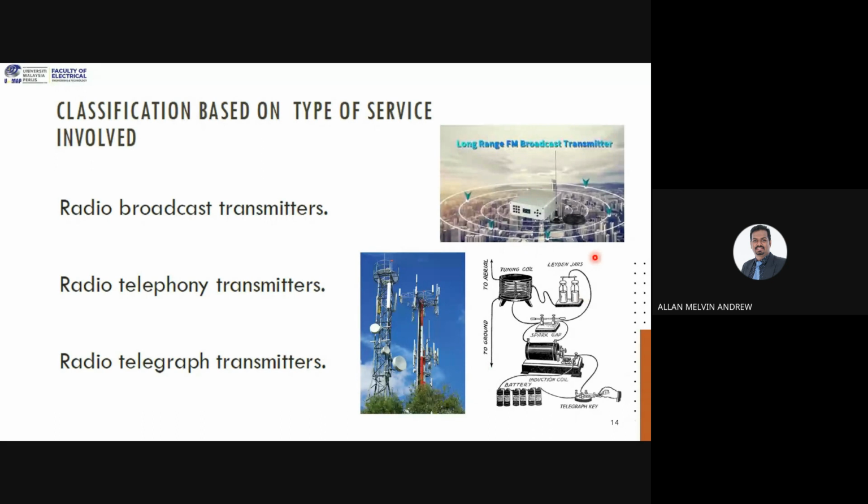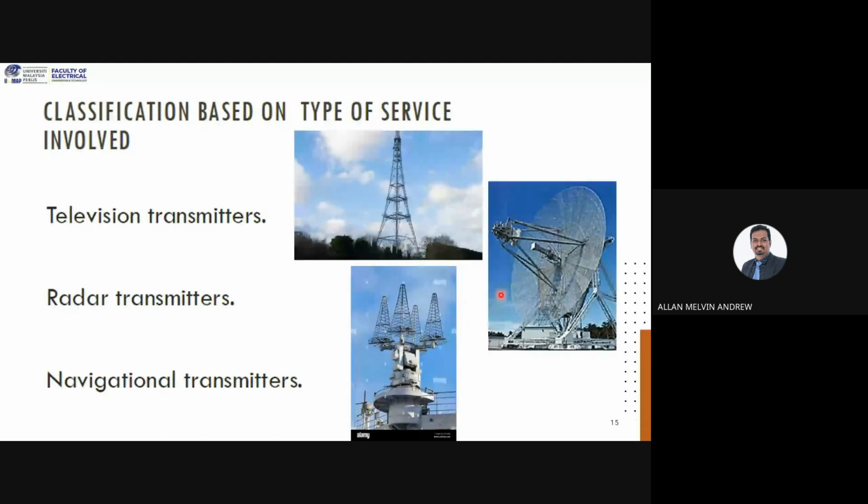I cannot even find a proper picture for the telegraph machine, because it's already more than 100 years old technology. But it's only for your understanding. Then we have television transmitters. This is for the television. Usually we can see them above tall hills. With great height, they will place the television transmitters so that it can cater to the area around.